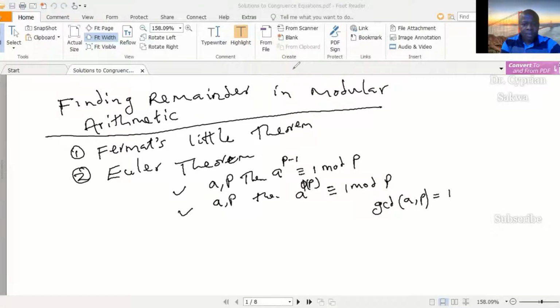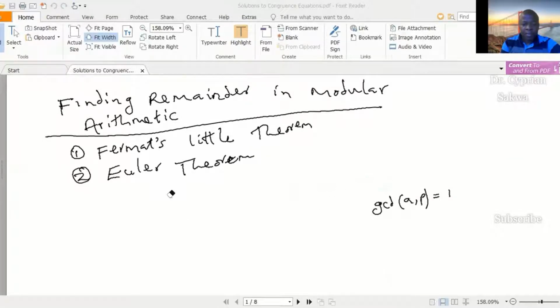So let's look at examples. We shall begin with some simple examples that do not even require these theorems. But along the way, we shall come across examples that will require these methods.